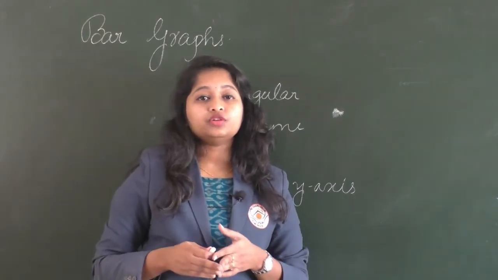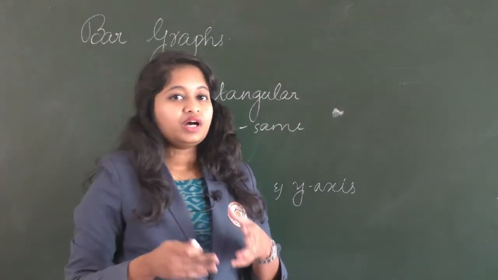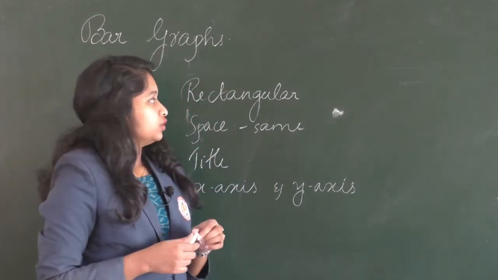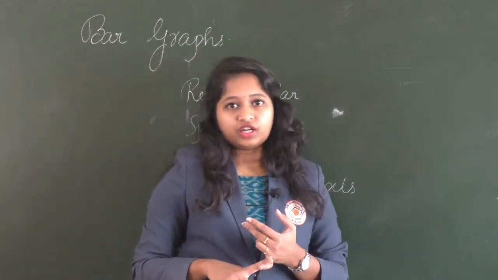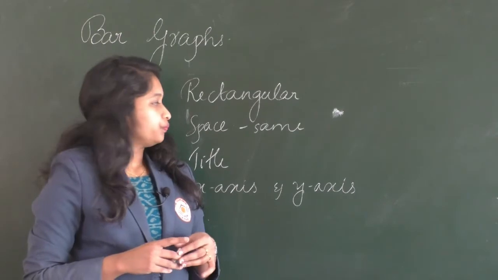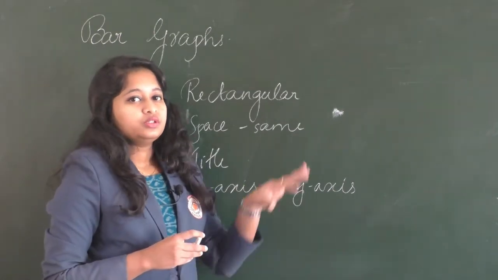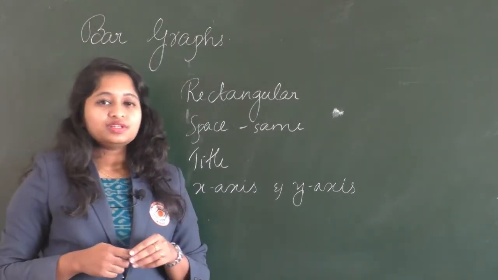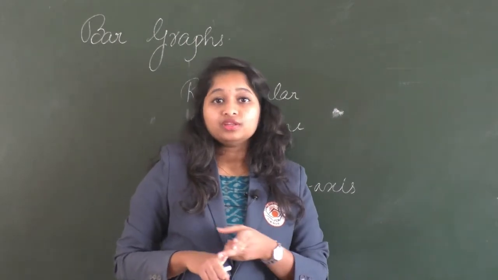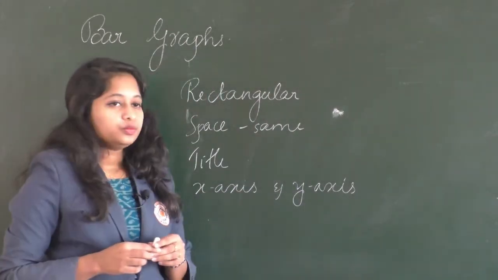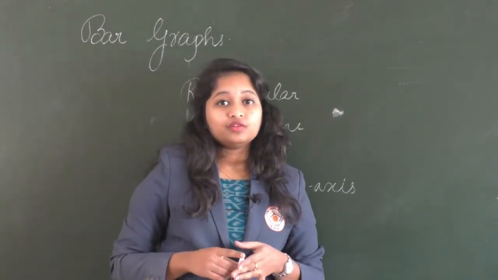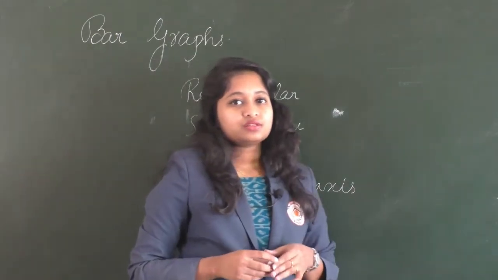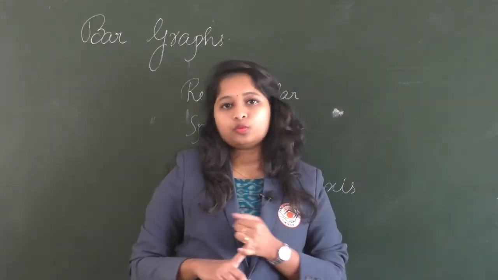Next, let us learn about the bar graphs. Okay? Bar graphs are pictorial representation of the given data. Okay? So, in order to draw a bar graph, few things are to be noted. So, the bars should be rectangular in shape. Okay? And the second point is the space between the bars should be same. And the third point is a bar graph should have a title. And the fourth point is the x-axis and y-axis should also be labeled and marked properly.